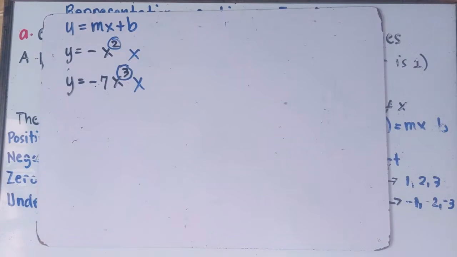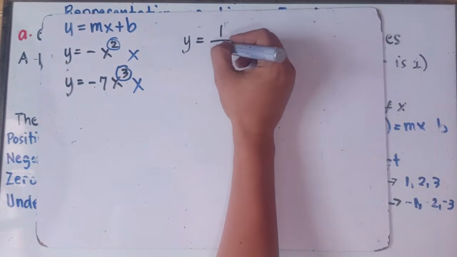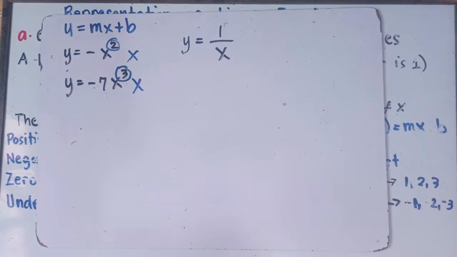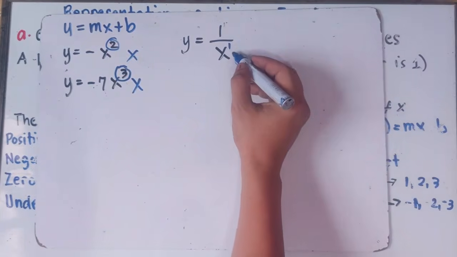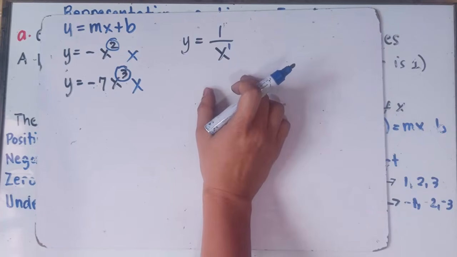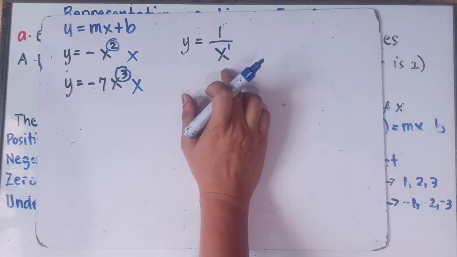Another example, if I will say y equals 1 over x. Question, class, is this a linear function? Because the exponent of x right here, class, is 1, right? Understood that there's 1 right here. Now, question, class, is this a linear function? Nope, this is not a linear function, class, because x is in the denominator.